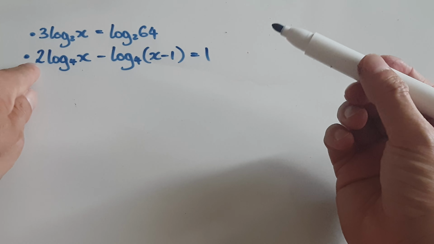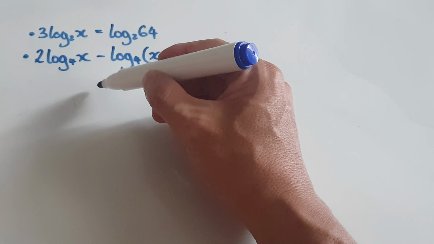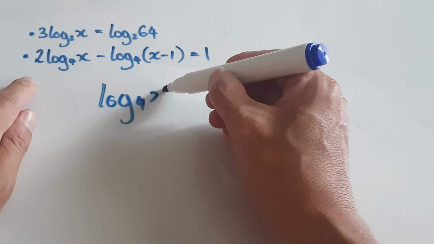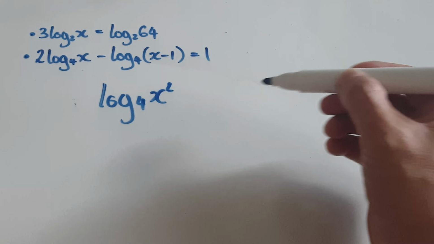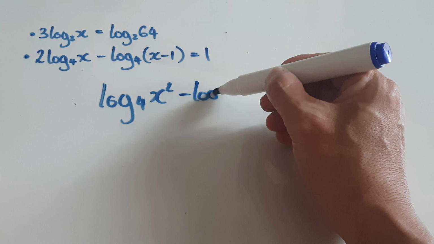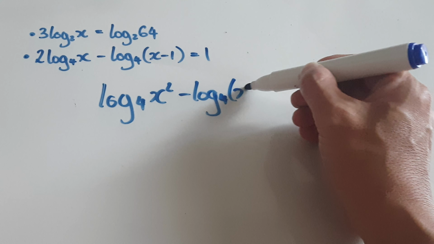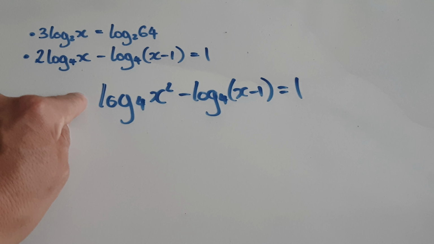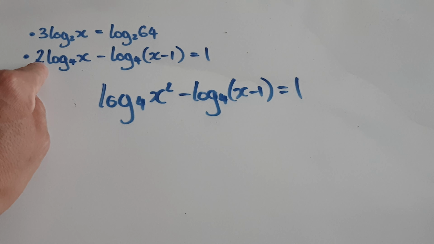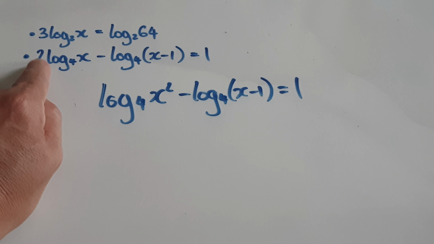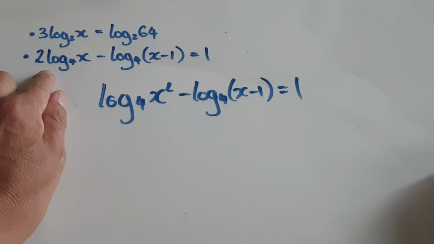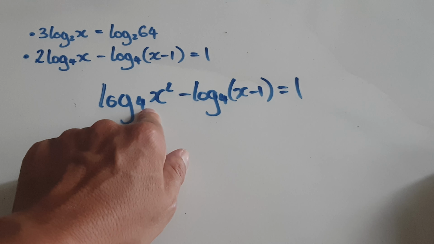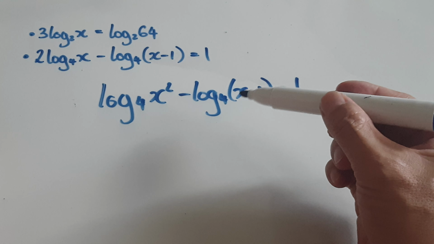To solve the second one, push the 2 back up there. So it will look like this: log base 4, and then push a 2 up here. So x squared minus log base 4 of this thing here equals 1. So now you've got a log block with no constant in front. Up here you had a constant, so you couldn't merge them together. Now that you push it up there is no constant. So, same base, you can merge them together into 1.